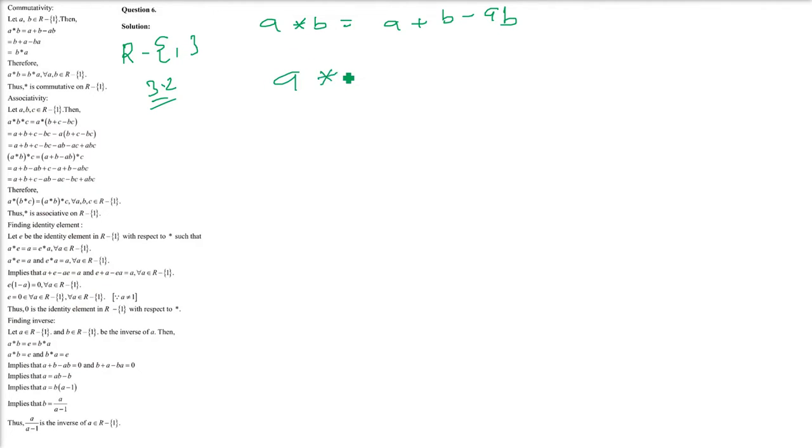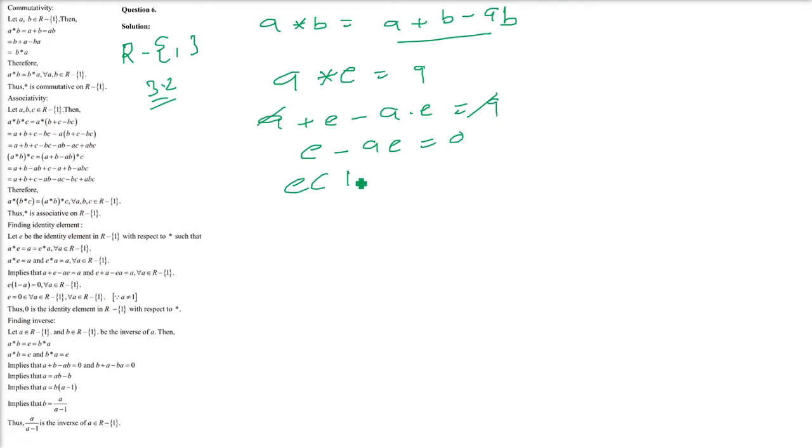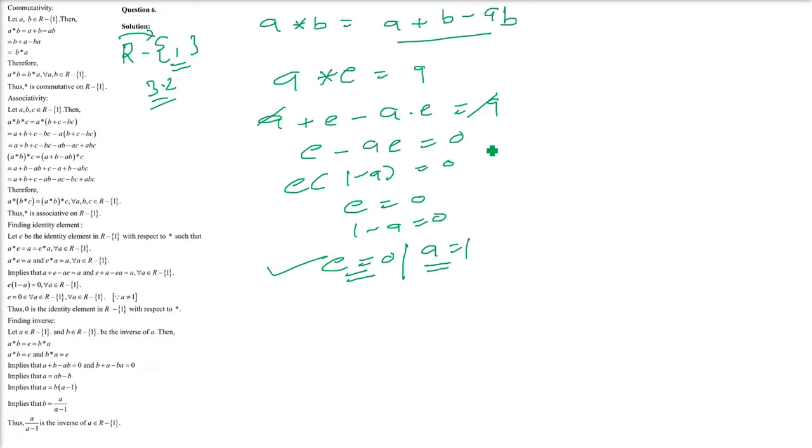If A is operated with E, you should get A back. So A plus E minus AE, replacing B by E, should be equal to A. A gets cancelled. E you can take common and you get E into 1 minus A equals 0. That means either E is equal to 0 or 1 minus A is equal to 0, so E equals 0 or A equals 1. But A cannot be equal to 1 because the set is R minus 1 and does not have 1. So E has to be 0. That is, the identity element is 0.